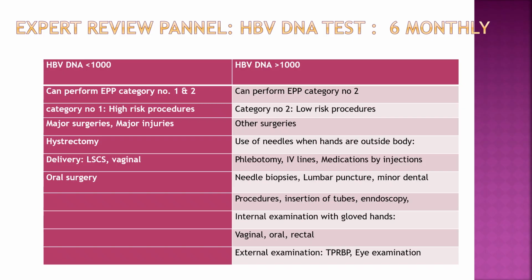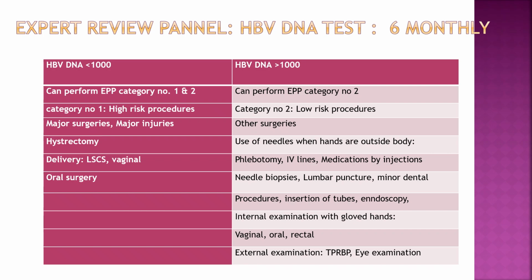If the hepatitis B viral DNA load is more than 1000, then the worker can perform exposure prone procedures category number 2. Now we will see what can be done in category number 2. These are low risk procedures: other surgeries other than major surgeries, then use of needles when hands are outside the body, like phlebotomy, IV lines, medication by injections, where the hands are outside the body.